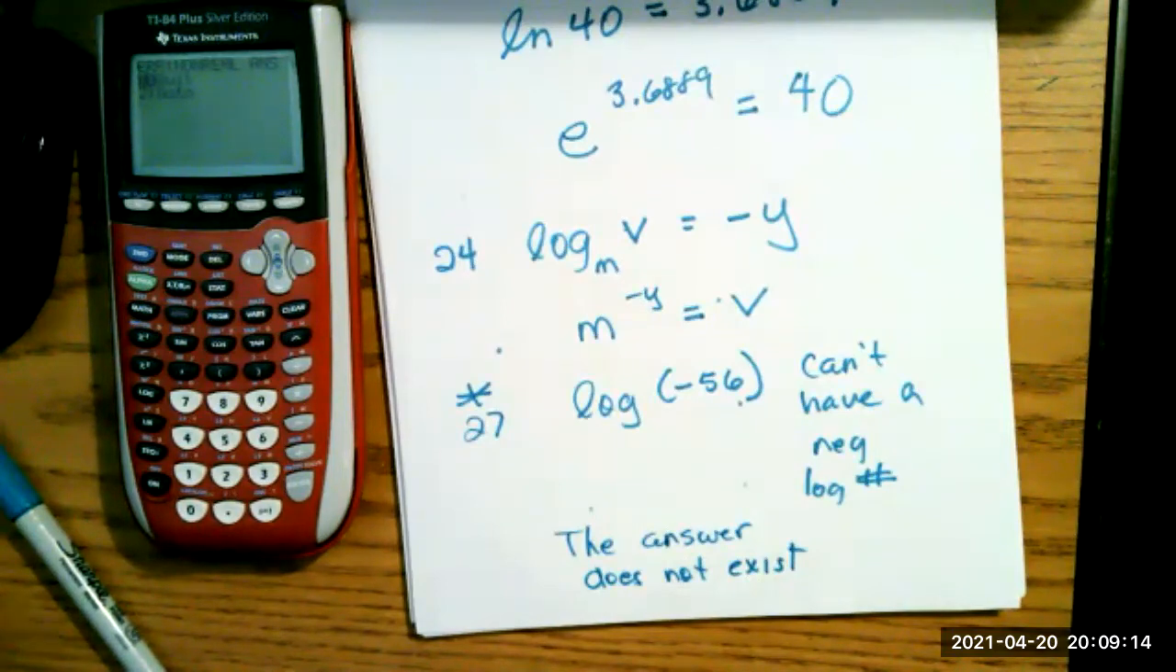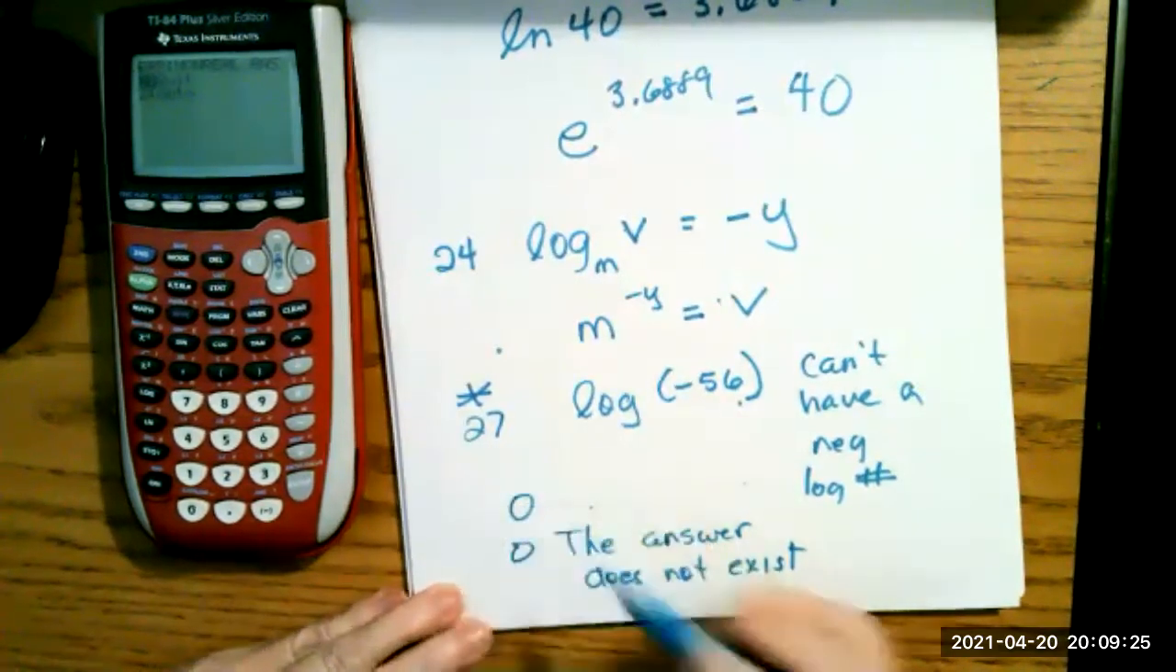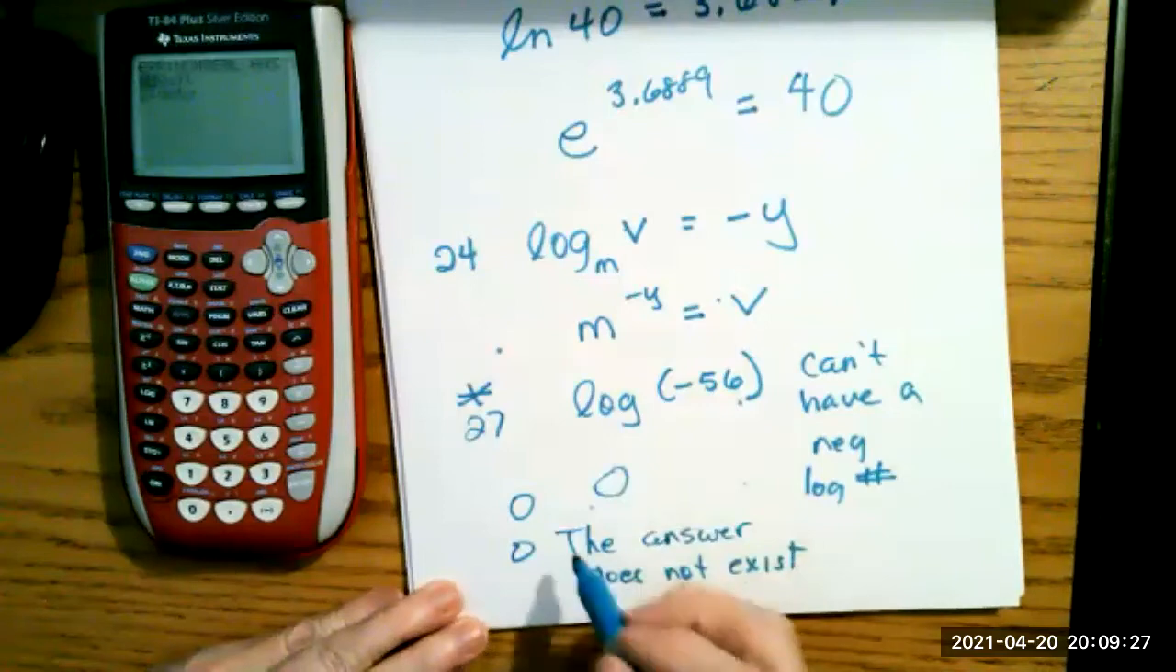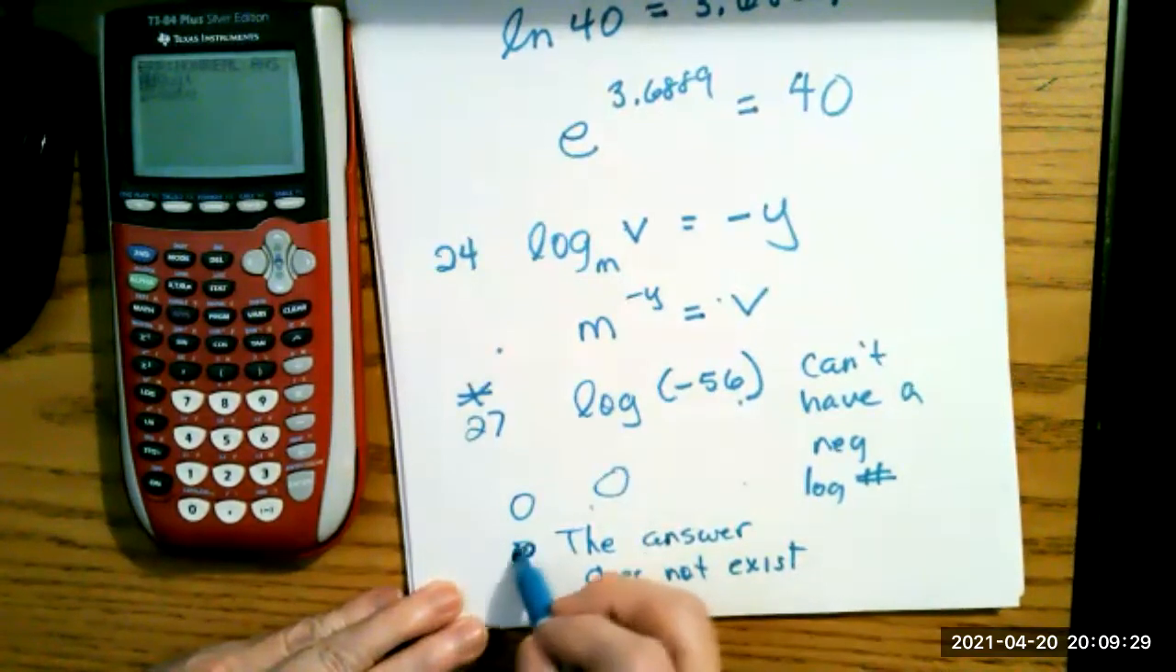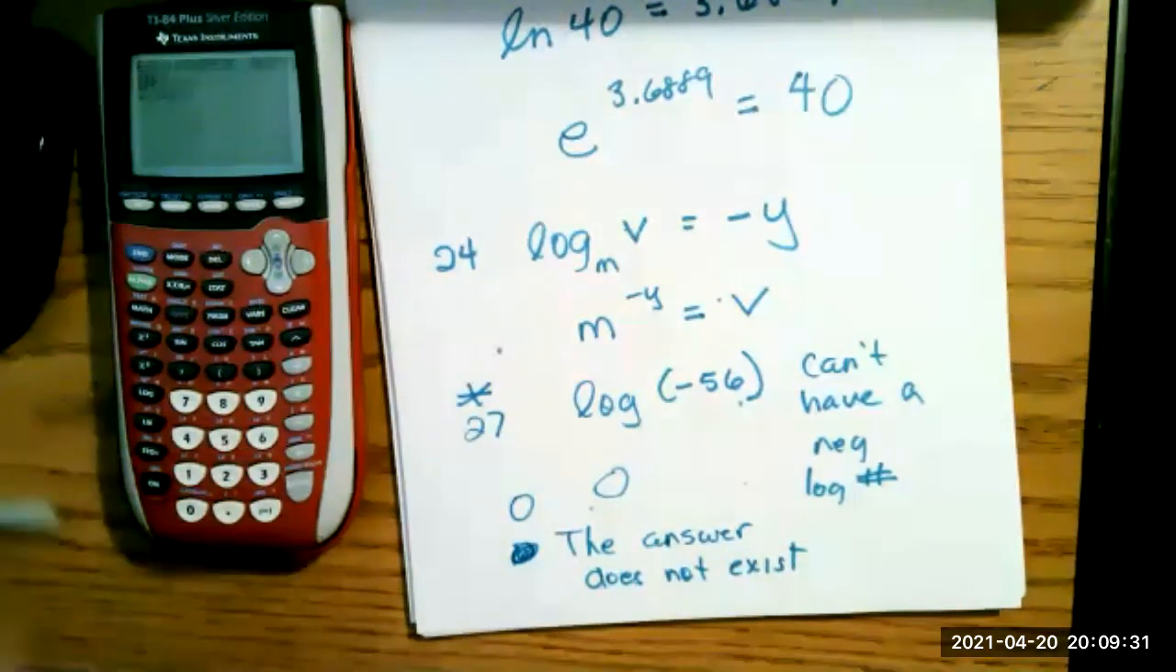Okay, any questions? Are we answering it like the no solution sign? No, there's one of these little radio buttons there. This one says 0, I think, and this one says the answer does not exist. When you hit that one. Oh, okay.